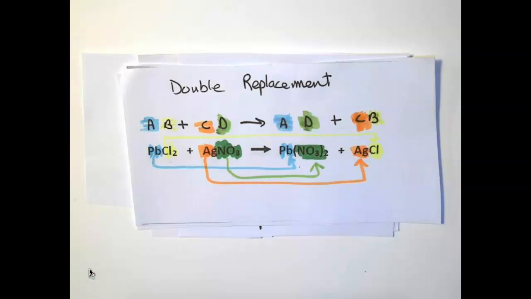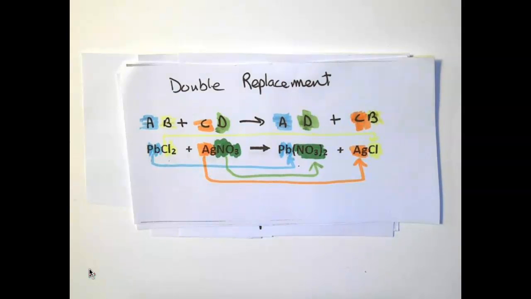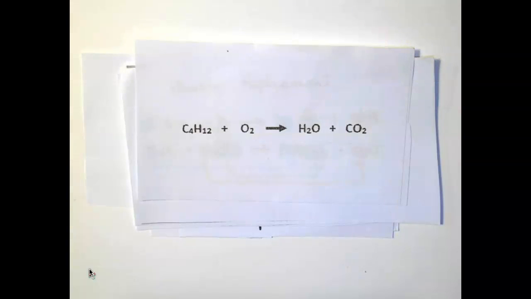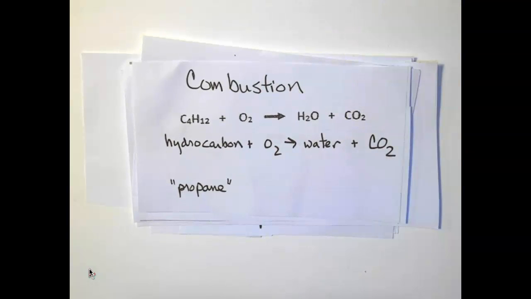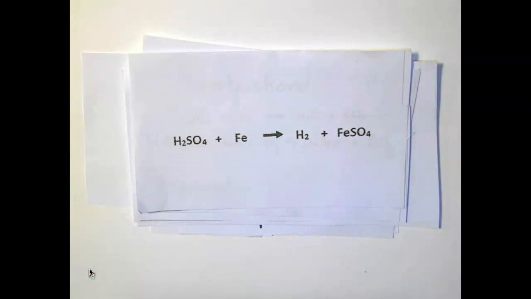It is hard to tell. It looks complicated, but it's the easiest one because there are two compounds in the reactants and two binary compounds in the products. Here's another one. This one is combustion. It is a hydrocarbon, in this case propane, in the presence of oxygen, and it results in water plus carbon dioxide. Here's another one.